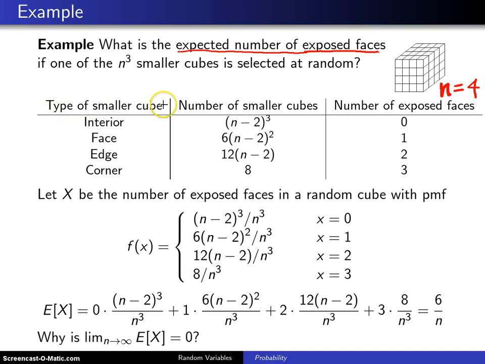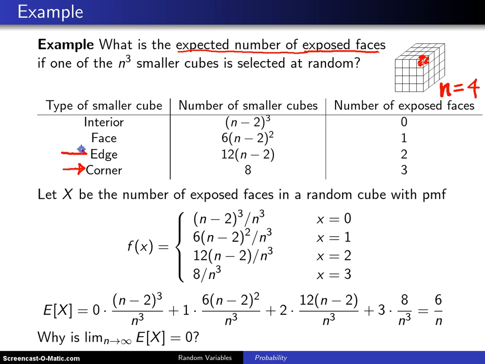First of all, there's different types of cubes that are out there, and let's start with the corner cube. I will go ahead and shade the exposed faces if you happen to get one of these corner cubes. And by the way, no matter what n is, there are always 8 corner cubes here. And if you get one of those corner cubes, you get 3 exposed faces. So it has the most exposed faces.